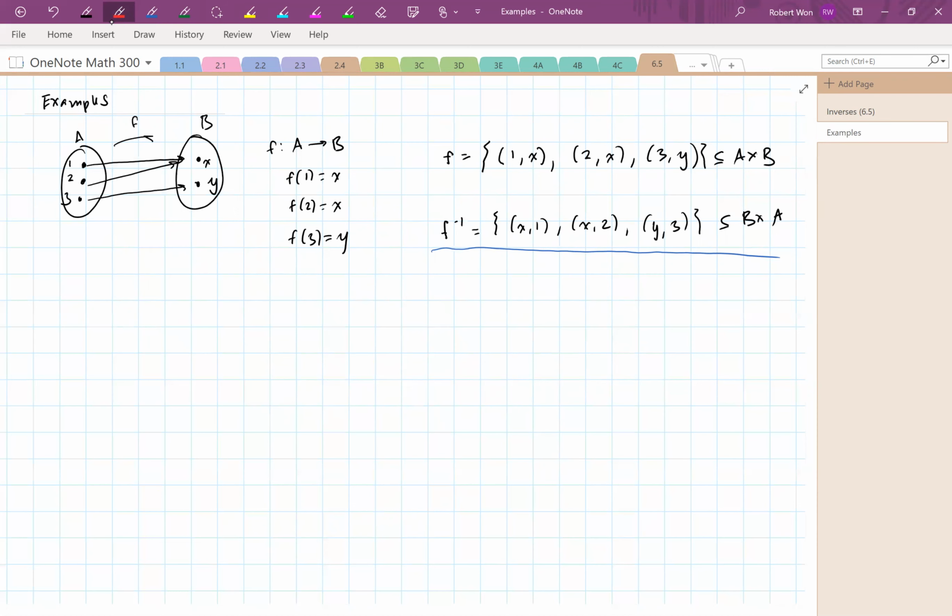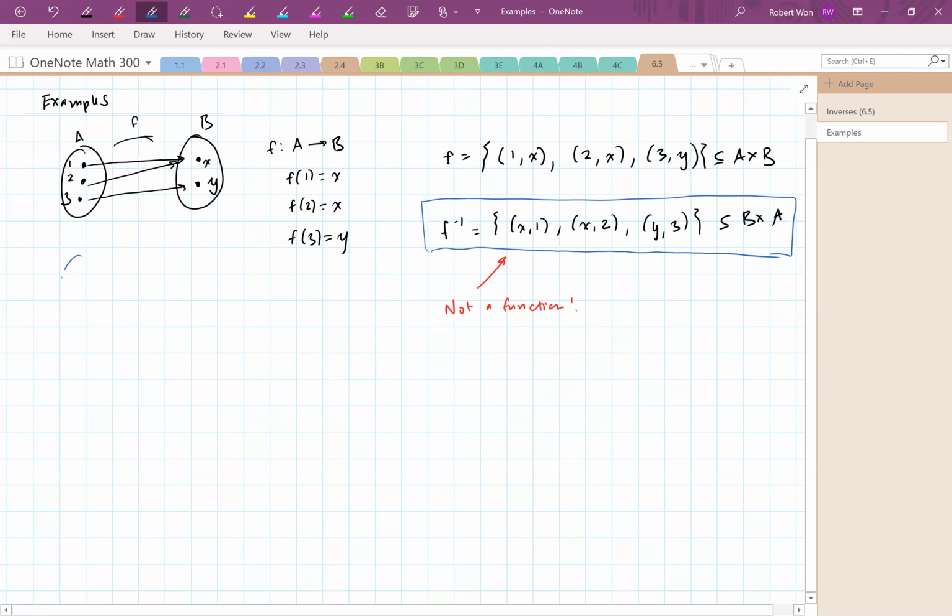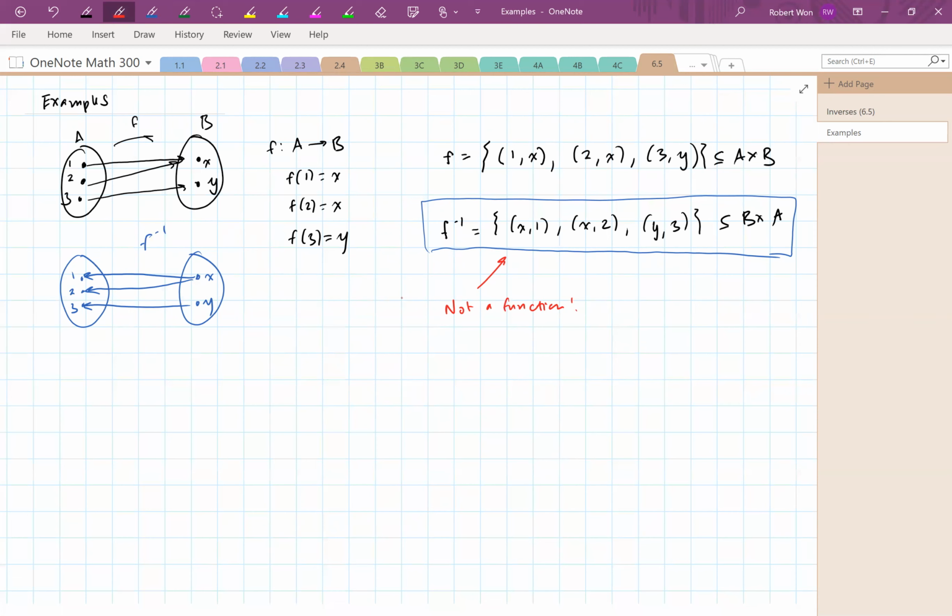Okay, but notice that this is not a function, right? Because essentially the way that you can picture this is you can just flip around all of the arrows. So this thing that I boxed in blue, if you were to try to picture this in the same way as some kind of arrow diagram, I can just imagine flipping around all the arrows. So (x, 1), (x, 2), (y, 3). This is what the picture of f inverse looks like, and this is not a function. It's just some subset of B cross A.